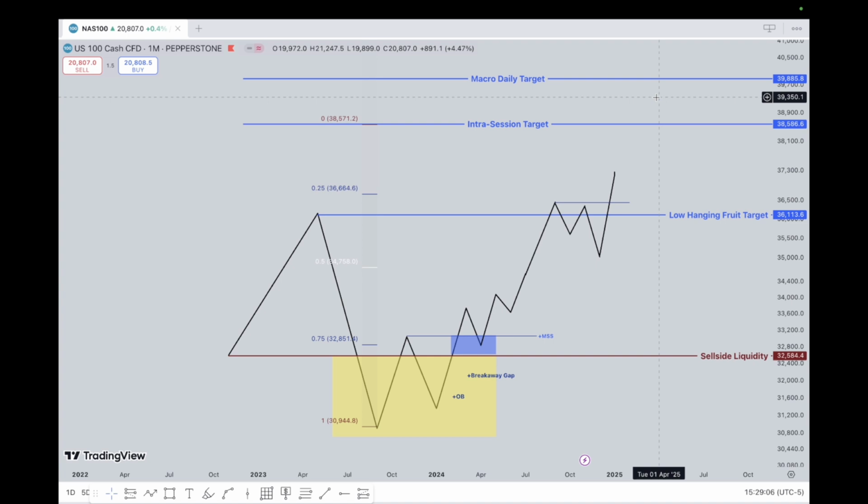And this is how you do your trade management if you were to aim for the intra-session target. And also if you want to aim for a macro daily target and you've had everything in terms of the weekly bias and the daily bias correct, then you're just going to move your stop loss to break even and you're just going to let it go, because you know that this is the sweetest trading ever.